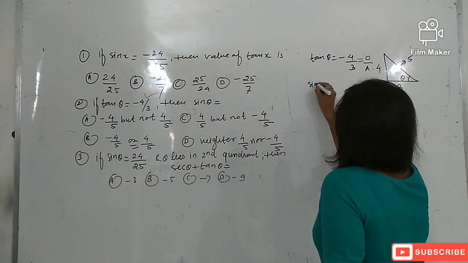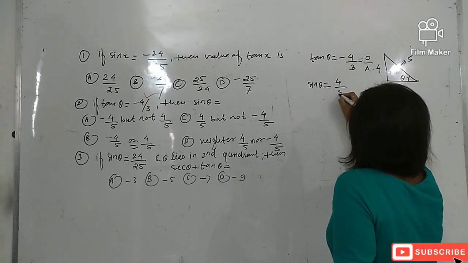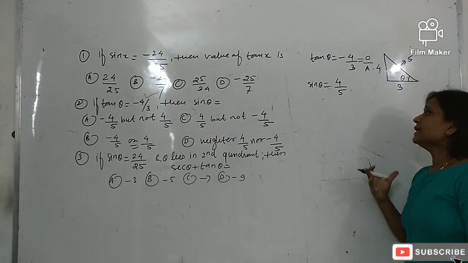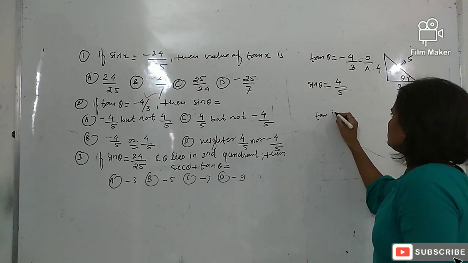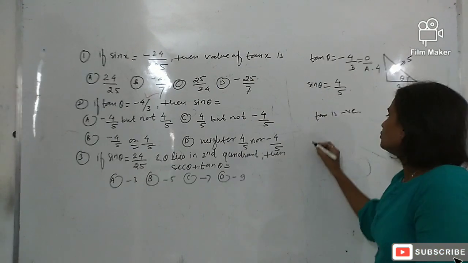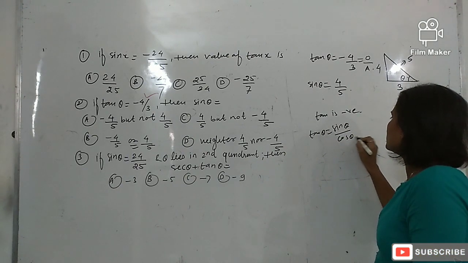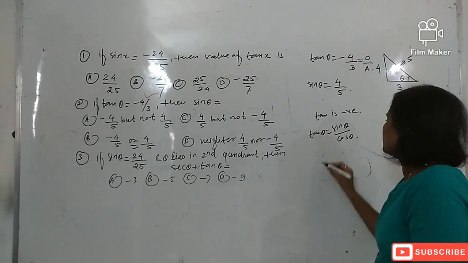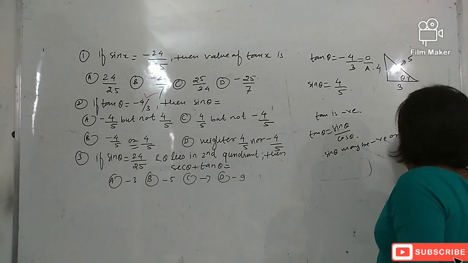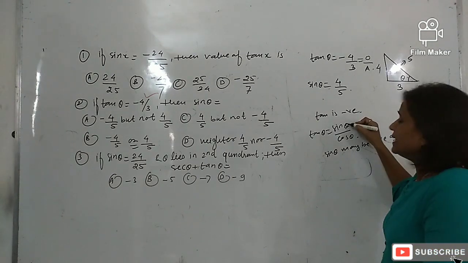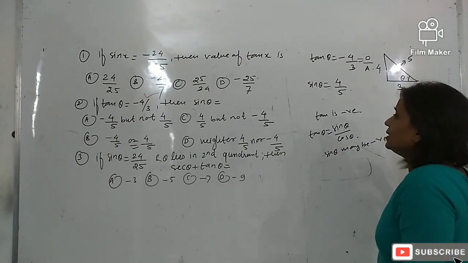Then find out the sin theta value. What is the sin theta value? Sin theta means opposite upon hypotenuse, means it is 4 upon 5. But tan is negative. So what is meant by tan theta? Tan theta means sin theta divided by cos theta, means one of the ratios is negative. Sin theta may be negative or positive, or cos theta may be negative or positive.